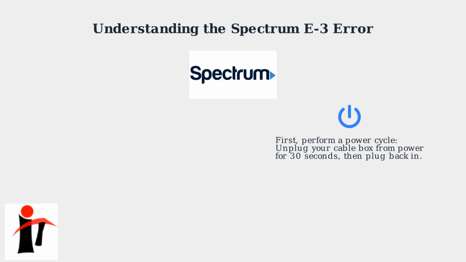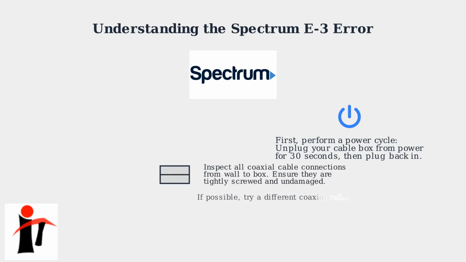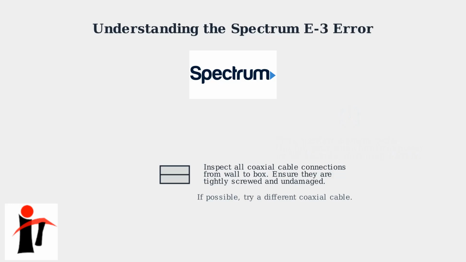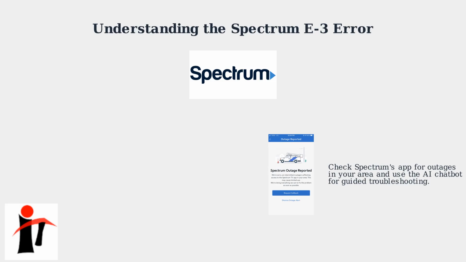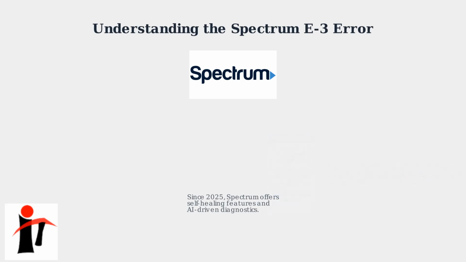Unplug your cable box from the power outlet for 30 seconds, then plug it back in. While it restarts, visually inspect all coaxial cable connections from the wall to your cable box, ensuring they are tightly screwed in and undamaged. Check Spectrum's app for outages in your area and use its AI chatbot for guided troubleshooting. Since 2025, Spectrum has been rolling out self-healing features and AI-driven diagnostics.